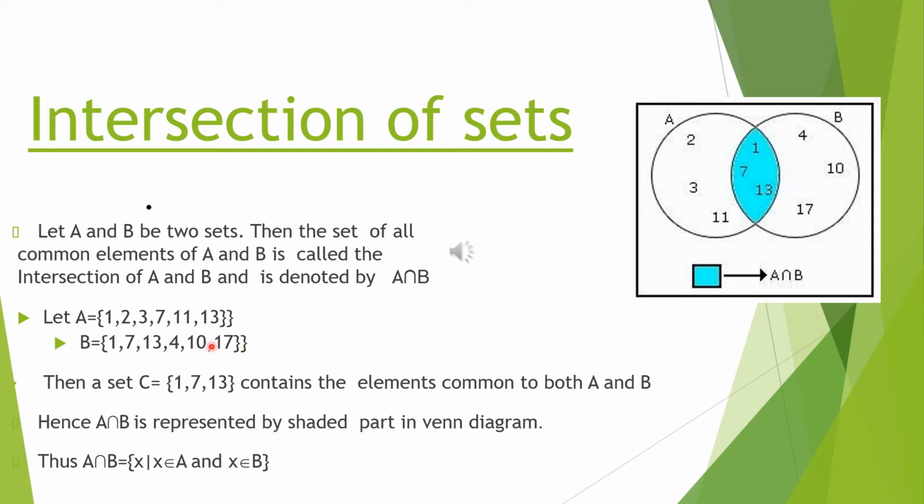And for A intersection B, I will take one example that is given here. A equals 1, 2, 3, 7, 11 and 13. B is 1, 7, 13, 4, 10, 17. What are the common elements of A and B? It is seen here: 1, 7 and 13. So my answer for A intersection B is 1, 7 and 13. If we represent A intersection B in set builder form, then what I will say is A intersection B is the set of elements x such that x belongs to A and x belongs to B.